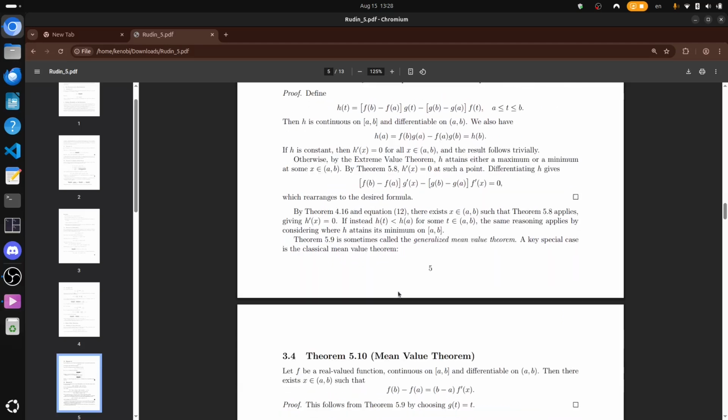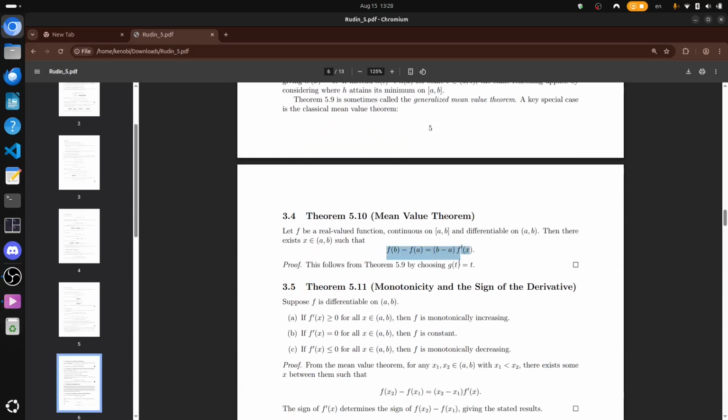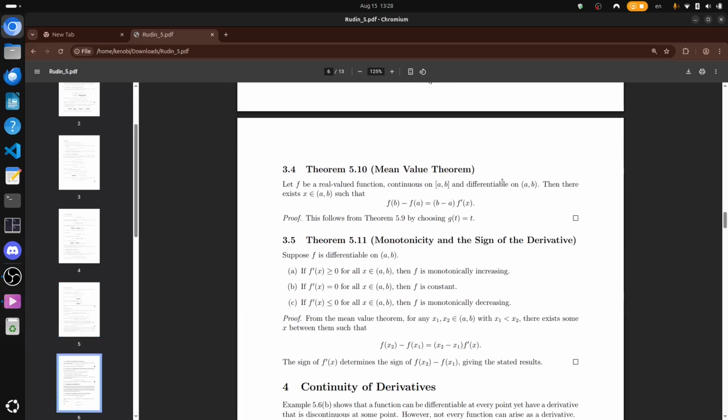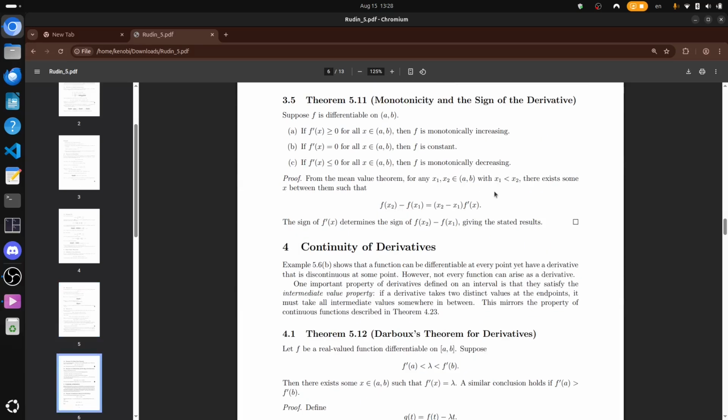And we have the mean value theorem, and this follows by choosing g of t equal to t in this generalized mean value theorem. Now we have another theorem which is about monotonicity and the sign of derivatives. Suppose f is differentiable on (a, b). If f prime of x is greater than or equal to 0 for all x in (a, b), then f is monotonically increasing. If f prime of x equals 0 for all x in (a, b), then f is constant, and if f prime of x is less than or equal to 0 for all x in (a, b), then f is monotonically decreasing. And it follows from the mean value theorem, right?